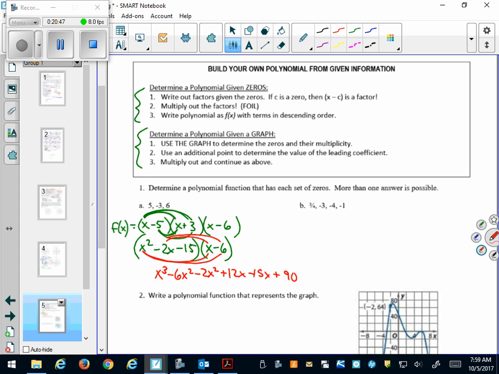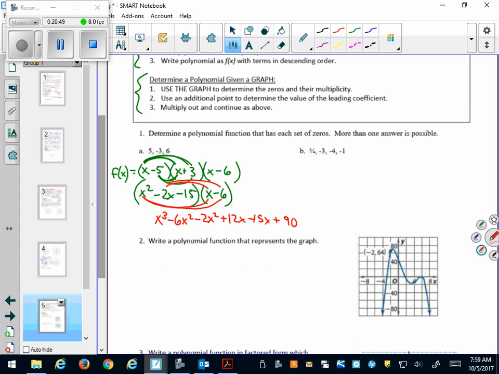And then if we combine like terms and simplify, our final answer here is going to be f of x equals x to the third. We've got negative 6x squared minus 2x squared is minus 8x squared. And then plus 12 minus 15 is minus 3x plus 90. And that's our polynomial for something with those zeros.